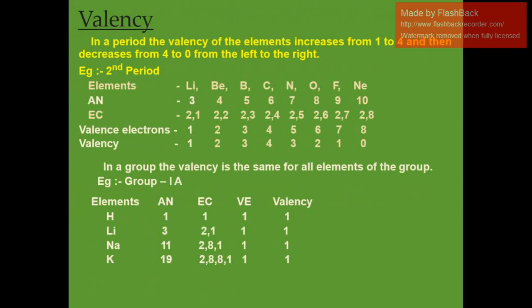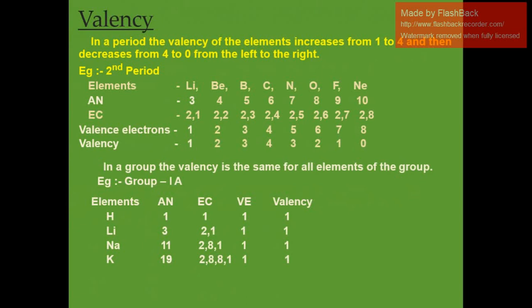That is, we can say in a period the valency of an element is either equal to the number of electrons in the valence shell or 8 minus the number of electrons in the valence shell. Remember students, this rule is not applicable to transition elements. Transition elements have variable valency. You will study about their variable valency in your higher classes.